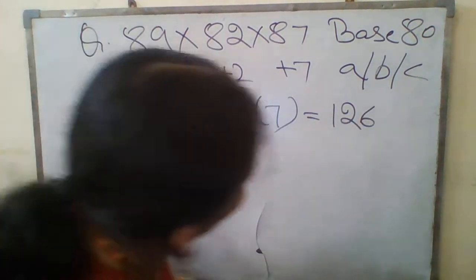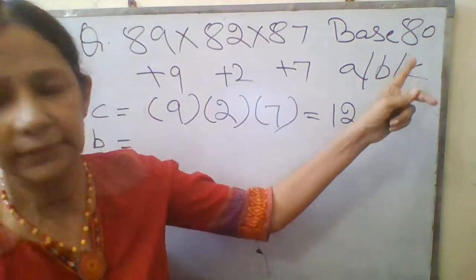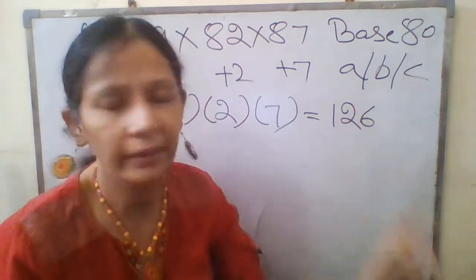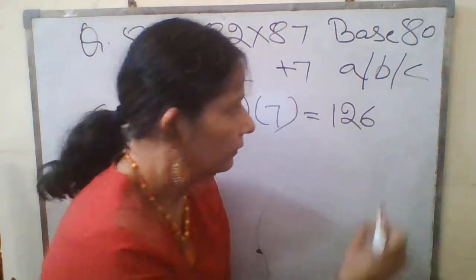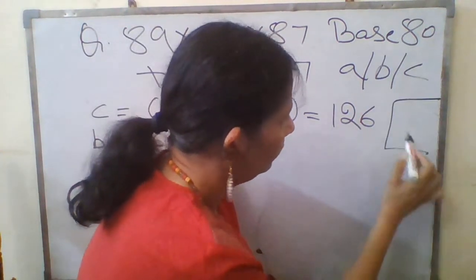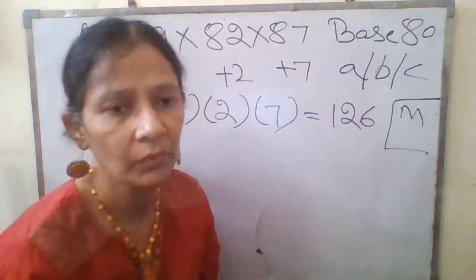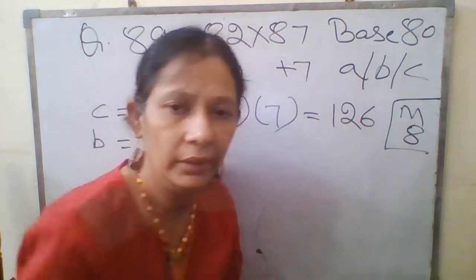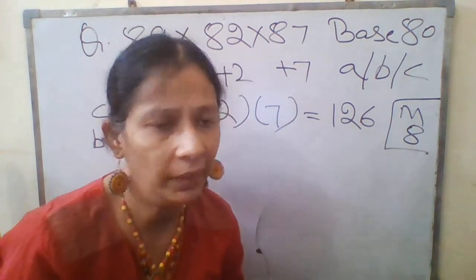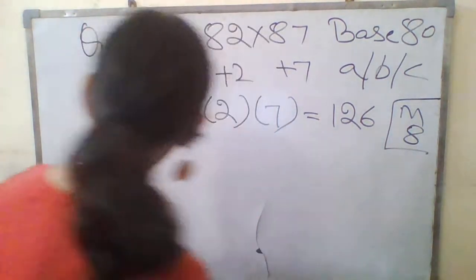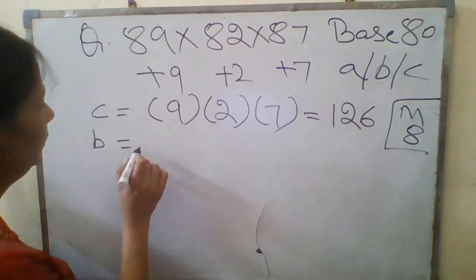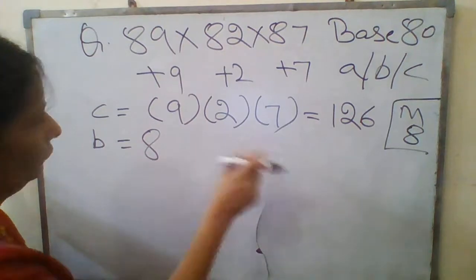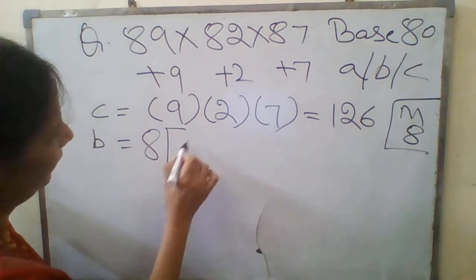Now first thing you have to look here, this is 80. You have to find out the multiplier here. And what is the multiplier here? M. What is M here? 8 is your M. Your 8 is your multiplier. So you write down this 8 here, and now you will write down the 8 in the bracket.